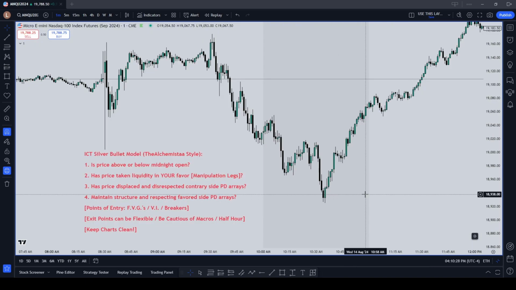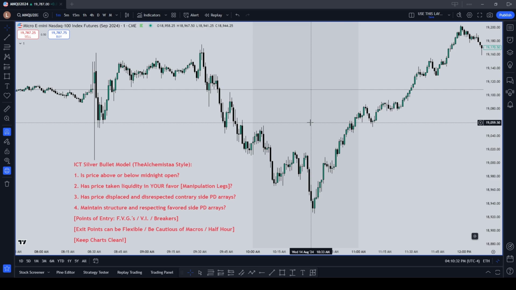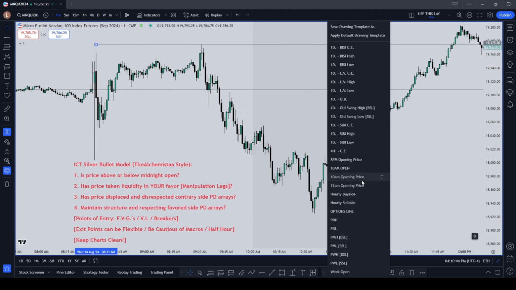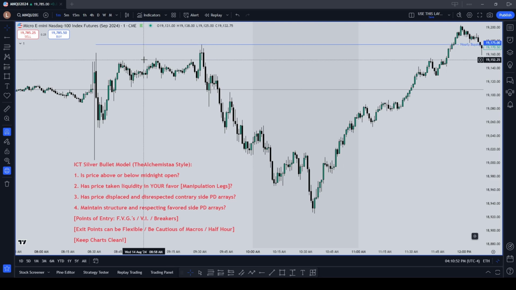Here we have Wednesday, August 14th. This is an absolutely beautiful day if you are trading the ICT Silver Bullet model. And let's run through its simple steps. What do we always do? Well, first, there's probably some daily level. Like I said before, you always want to go on your daily level and look for something that's going to give price the proper bias and guidance that it needs for you to engage in the day. So already we have some buy side up here.